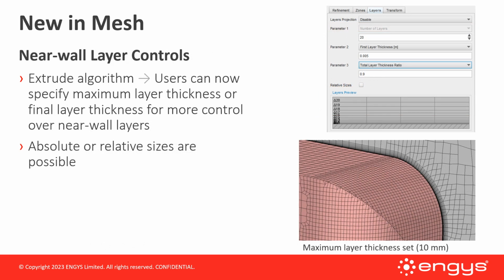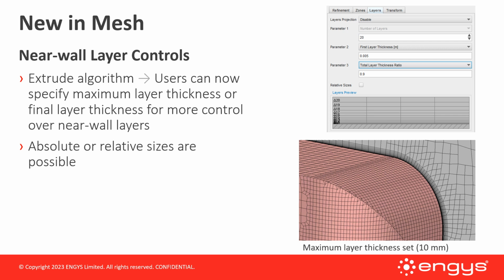With respect to near-wall layer controls, Helix version 4 provides users with greater control over near-wall layers. Now, users have the option to specify either the maximum layer thickness or the final layer thickness for their near-wall layers. This added flexibility ensures that you can create meshes that accurately capture boundary layer effects while adhering to your specific simulation requirements. Moreover, you can choose between absolute or relative sizes for the layer thickness, further expanding the customization options available to you when generating your meshes.